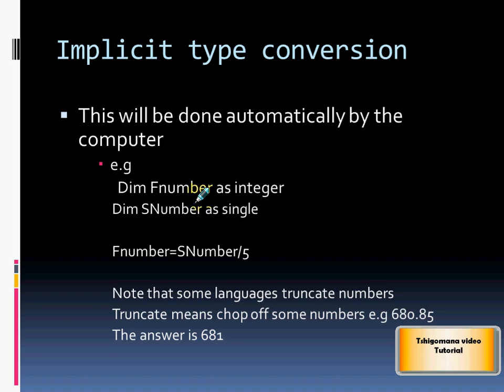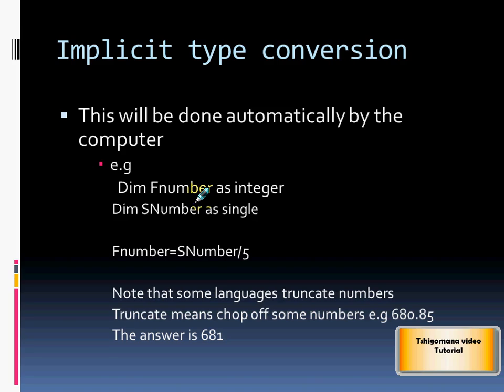Let us relook at implicit type conversion. This will be done automatically by the computer. For example, dim f number as integer, dim s number as single. f number equals s number divided by 5. Note that some languages truncate numbers. Now, what is to truncate? To truncate means to chop off some numbers, e.g. 680.85, and then the answer becomes 681.